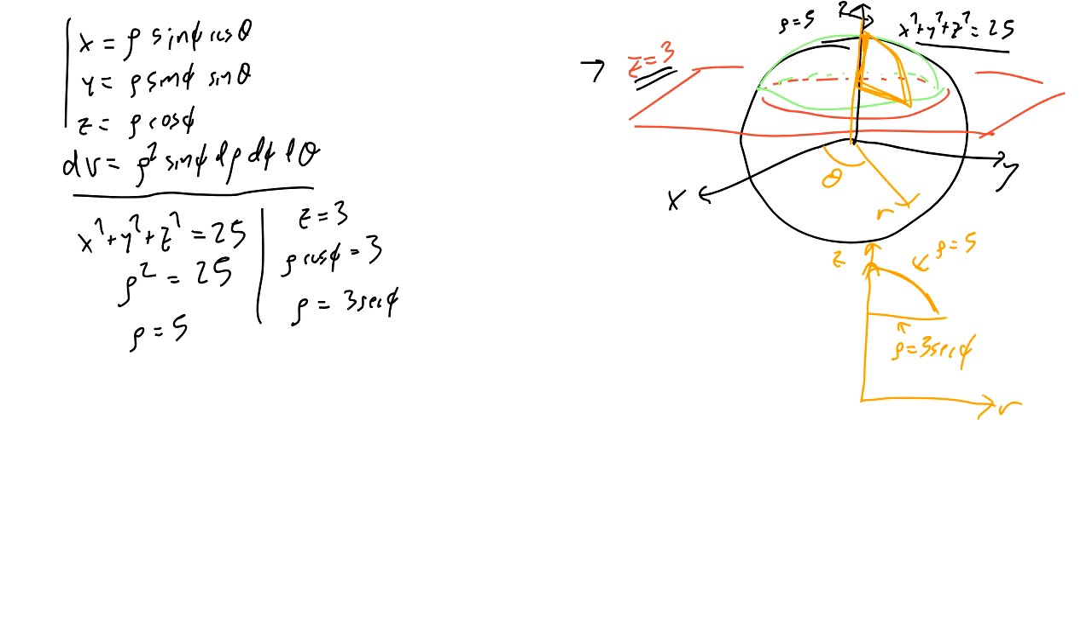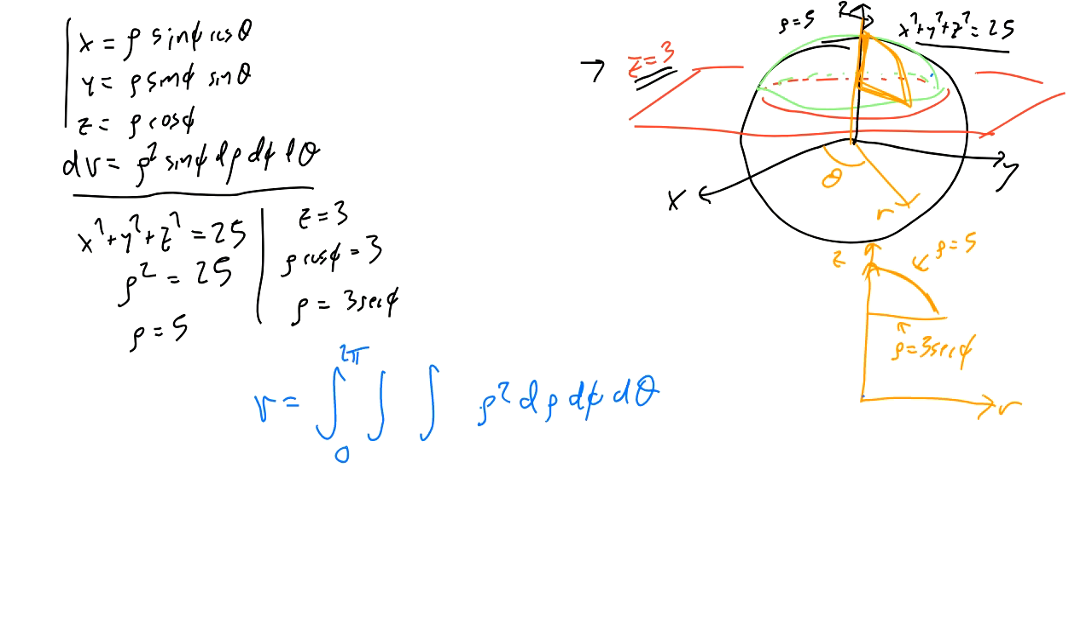And now let's start setting up the integral. So volume is the integral of dV, so I have my rho squared, and I think d rho d phi d theta is going to be fine. Because the solid is symmetric around the z-axis, and you go all the way around, theta goes from 0 to 2 pi.